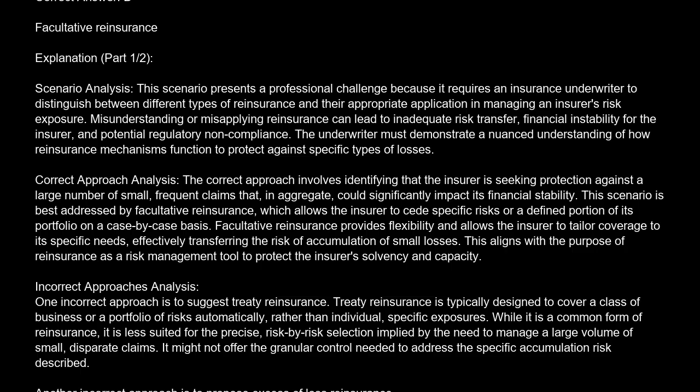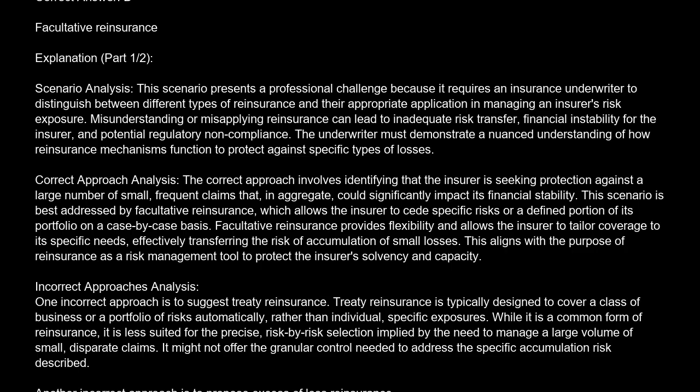Correct approach analysis. The correct approach involves identifying that the insurer is seeking protection against a large number of small, frequent claims that, in aggregate, could significantly impact its financial stability. This scenario is best addressed by facultative reinsurance, which allows the insurer to cede specific risks or a defined portion of its portfolio on a case-by-case basis. Facultative reinsurance provides flexibility and allows the insurer to tailor coverage to its specific needs, effectively transferring the risk of accumulation of small losses. This aligns with the purpose of reinsurance as a risk management tool to protect the insurer's solvency and capacity.